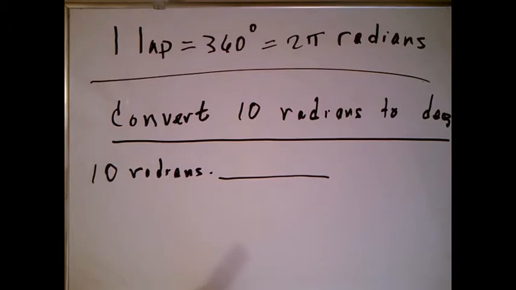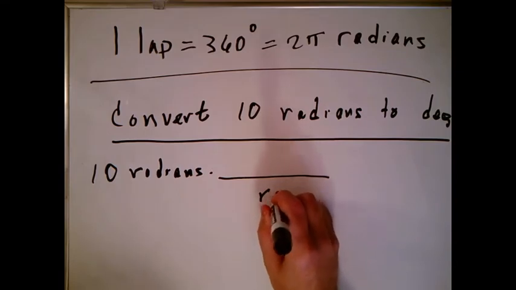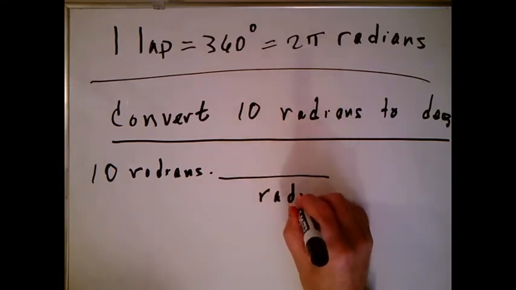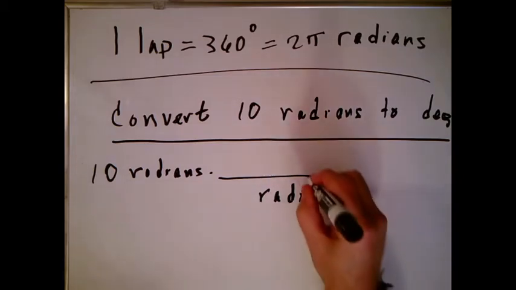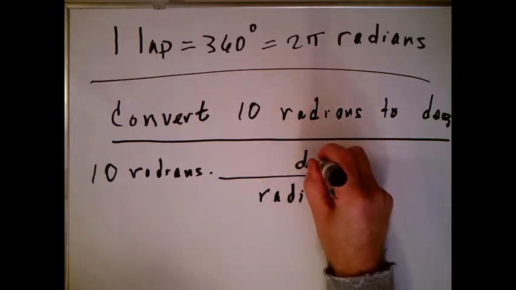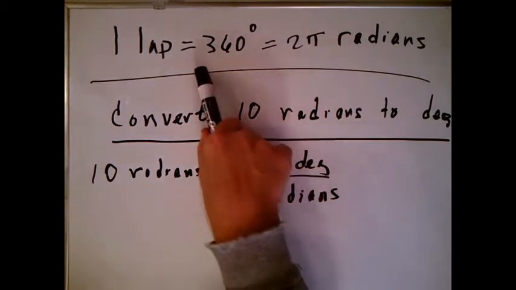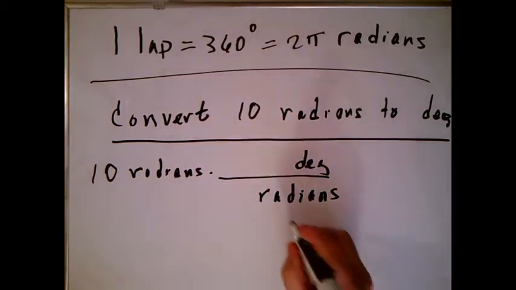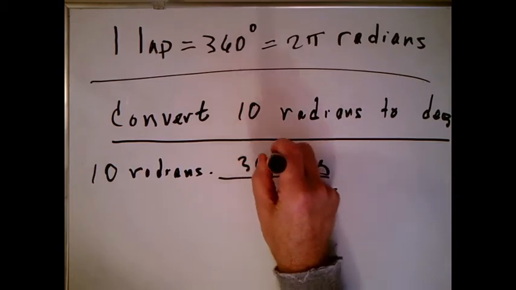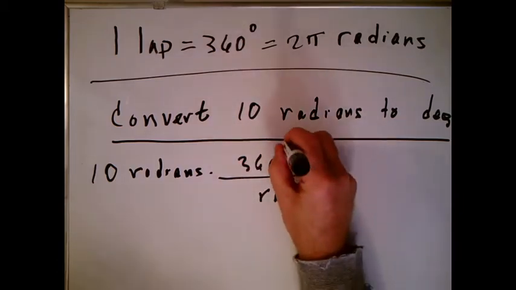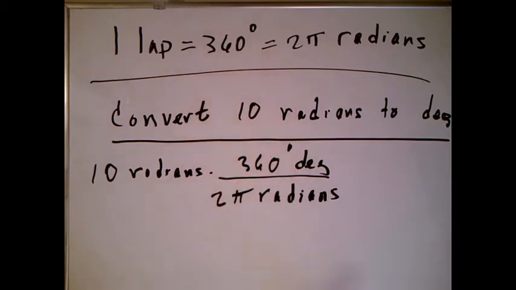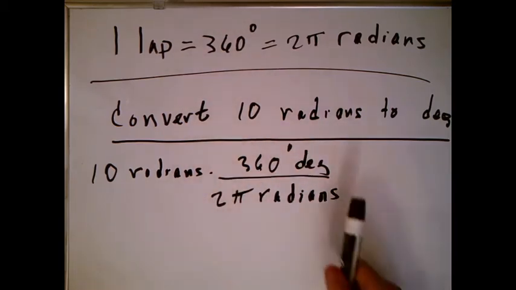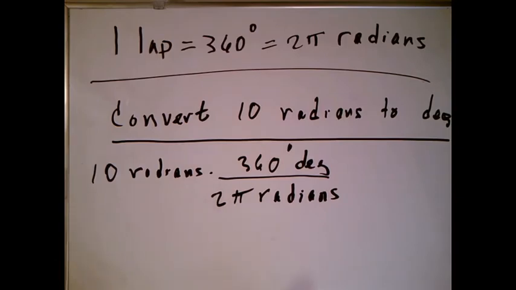What I want is for the radians to go away. So radians has to go down here so something cancels. And I know I want degrees, so I need degrees up here. And what do I know? I know that 360 degrees is 2 pi radians. So if 360 degrees goes up here, is 2 pi radians, like that right there. This fraction is then 1, and remember we can always multiply in math by anything that's 1.